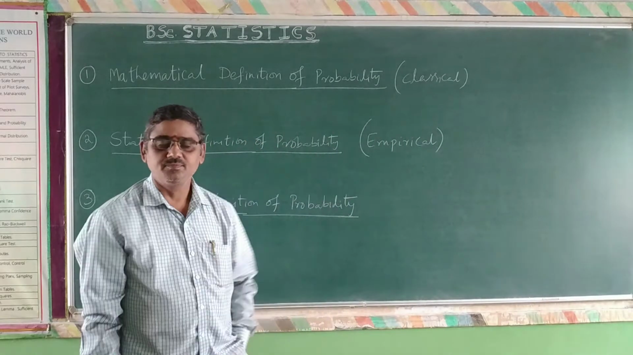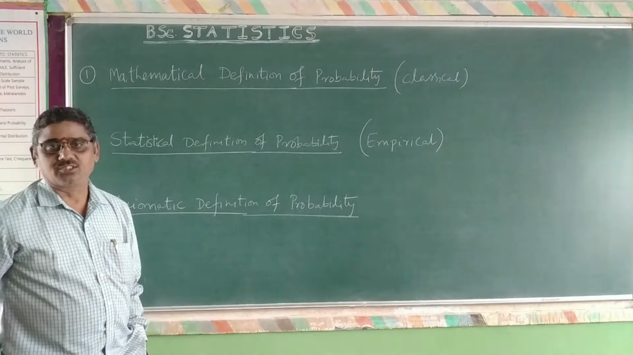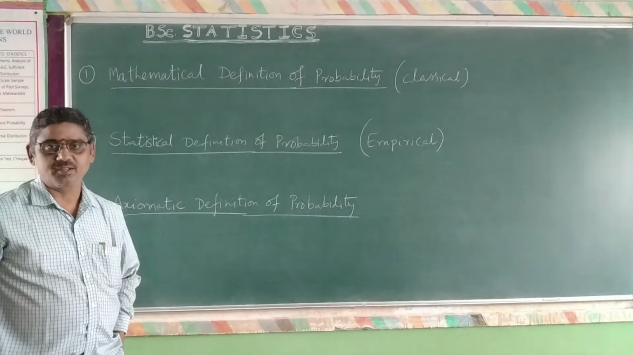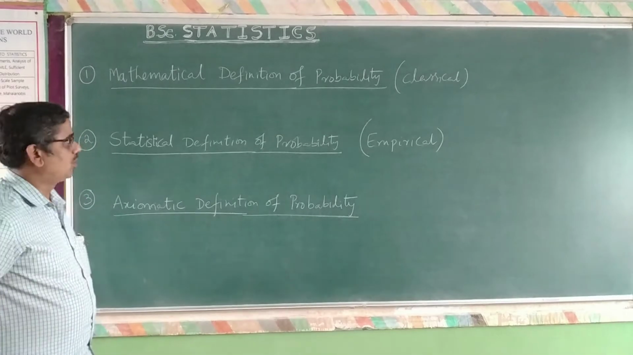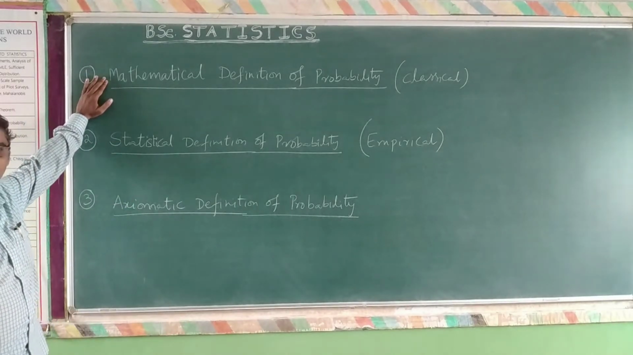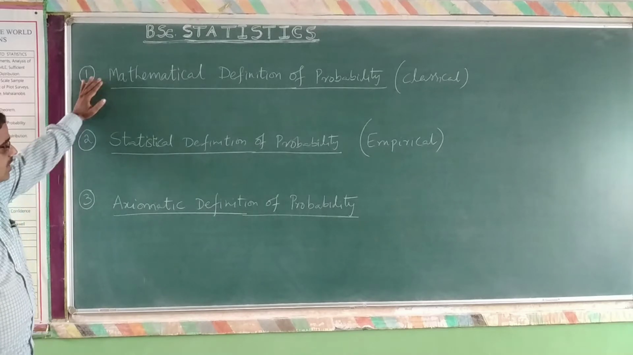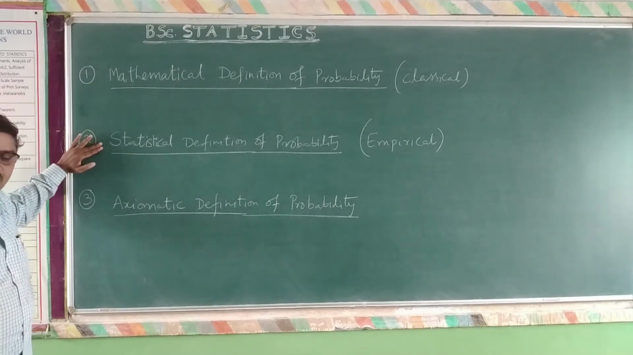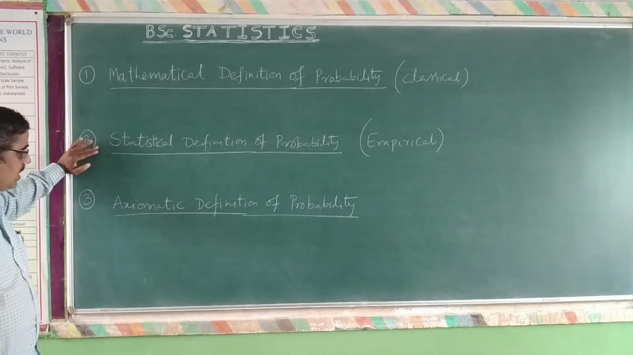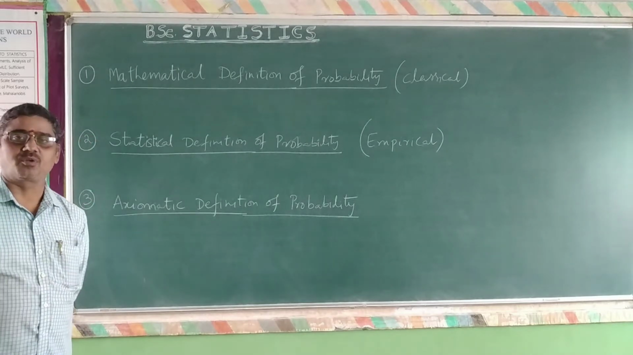Welcome back. In this class, I explained three important definitions of probability. What are those? The mathematical definition, also known as the classical definition of probability. Second, the statistical definition of probability, also known as the empirical definition. And third, the axiomatic definition of probability.